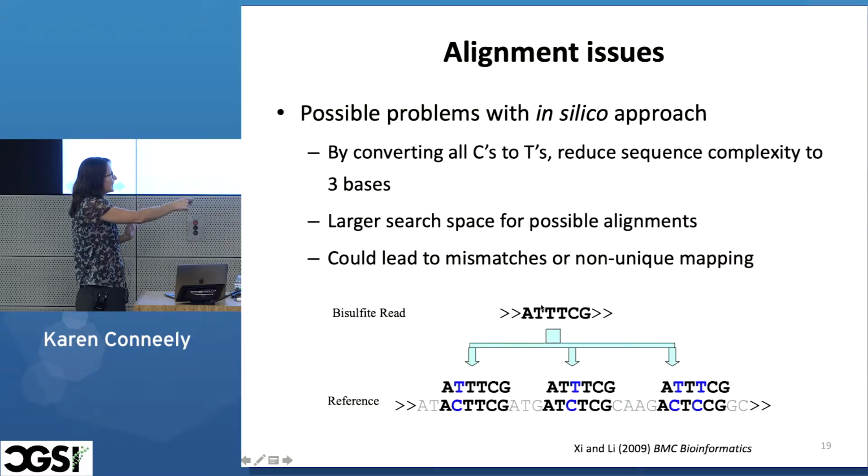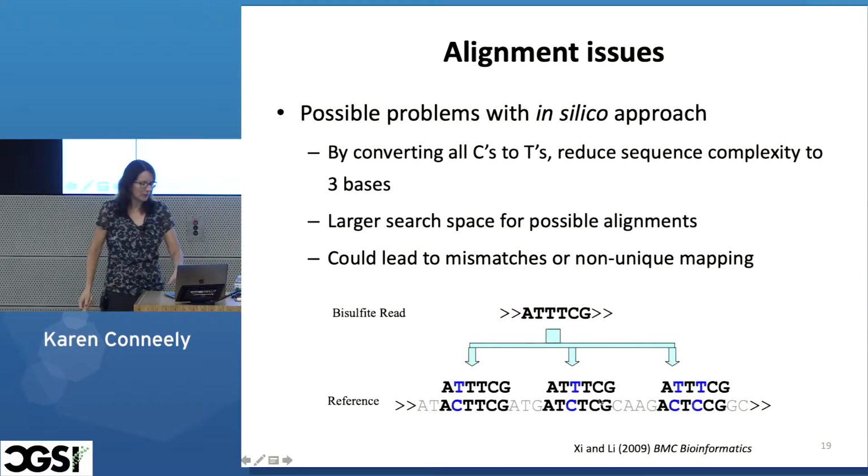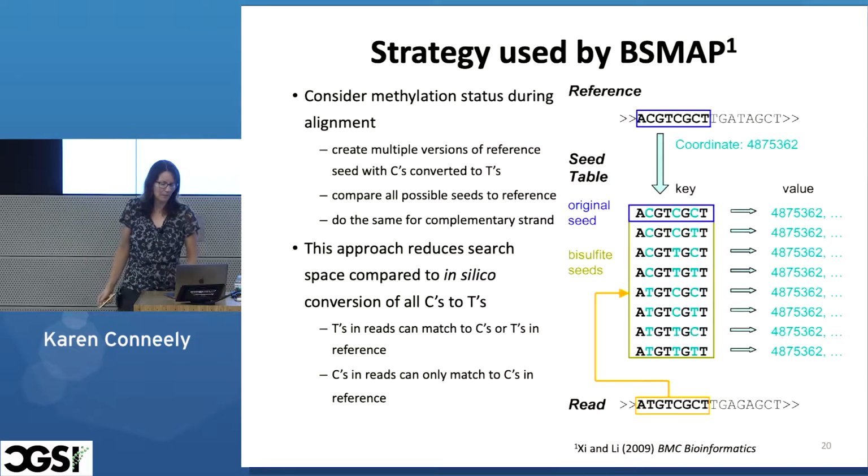If you see T's, these could either be original T's or they could be unmethylated C's. And so what you could do is allow the T's to all be compared to both, so they can all be aligned to either C's or T's. The C's can only align to other C's, but the T's can be aligned to C's or T's. And so that's what another approach called BS-map does.